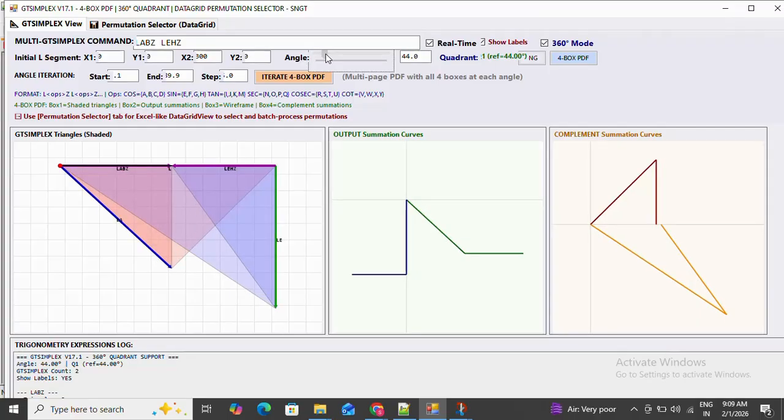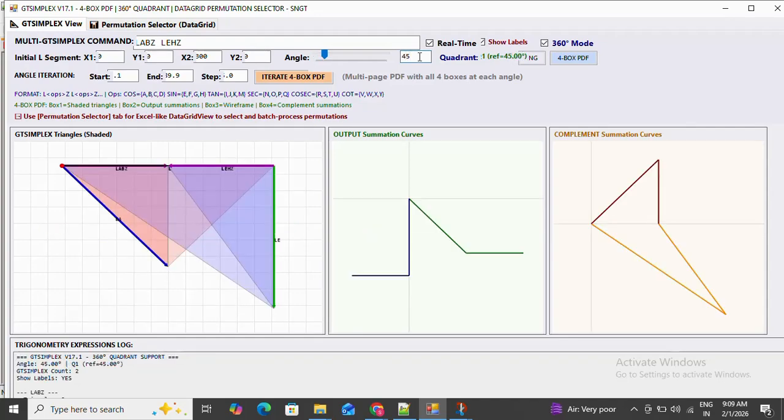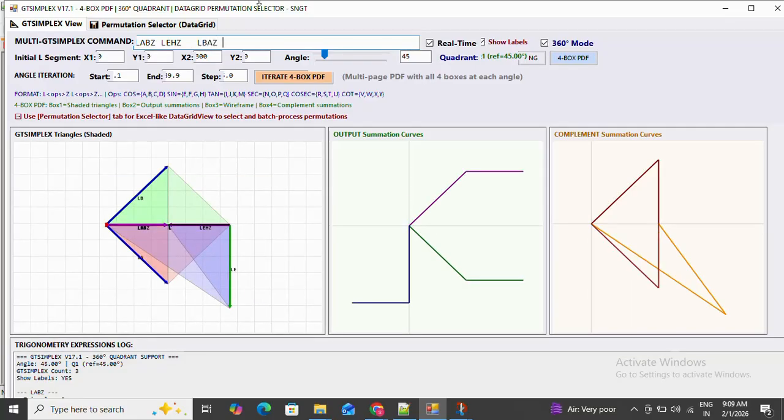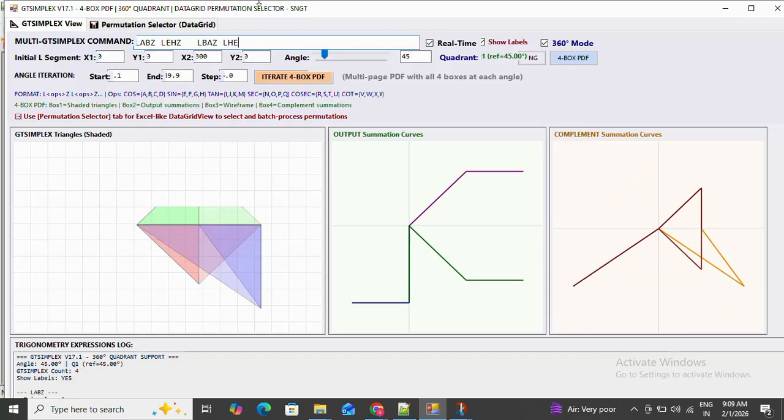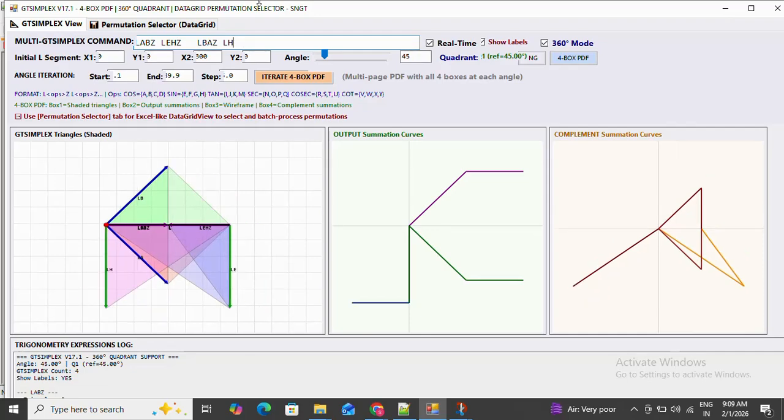We want to see that the complement line segments are behaving in this way, and we can see that the complementary line segment summations construct a complete polygon here at the 45-degree angle. This is an interesting subject here. LABZ and LEHZ we can examine with the LBAZ and LHEZ. We have found that LBAZ is overlapping but LHEZ is not overlapping.